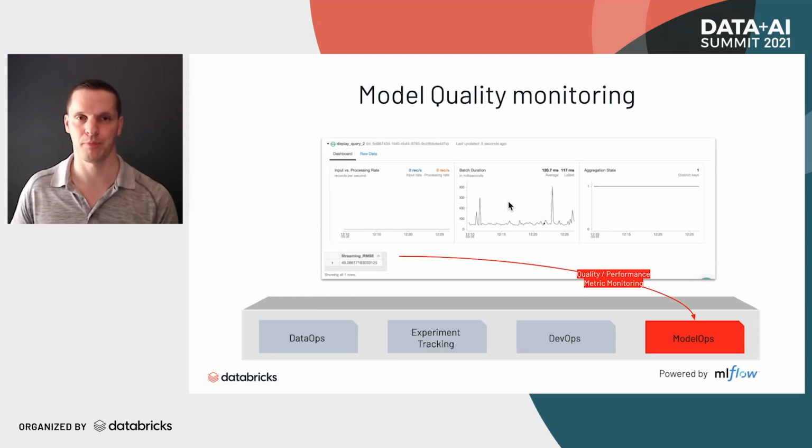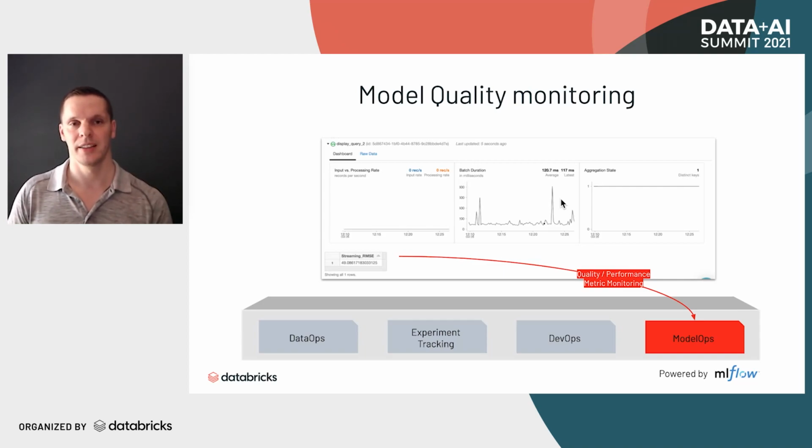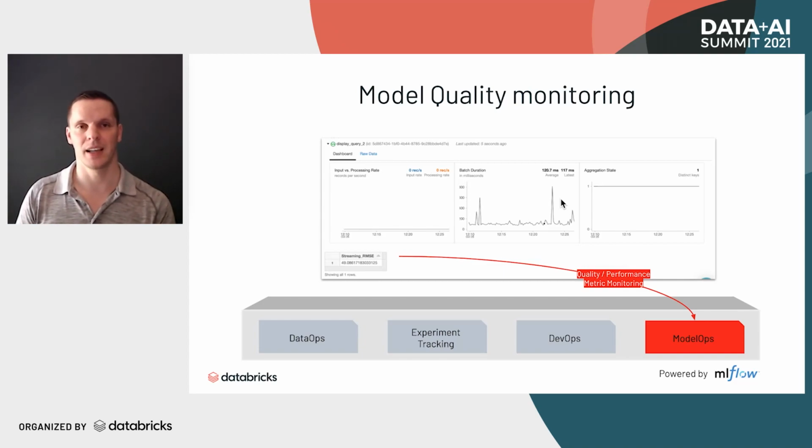And last but not least, here's an example of a streaming model quality monitoring application that actually computes a streaming RMSE to tell you the model quality as new requests and predictions come in, and also alerts based on the quality. There's much more investment that we're going to be making in model quality monitoring in the future, but this is just one example.